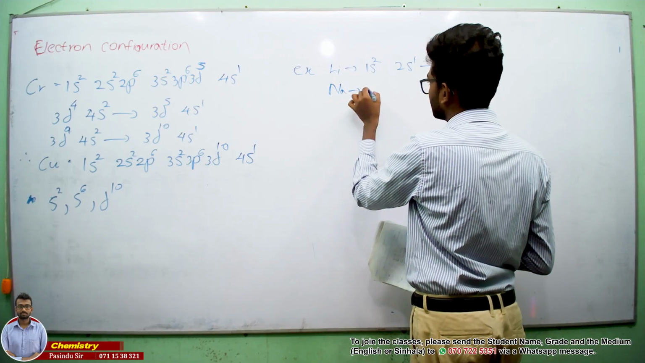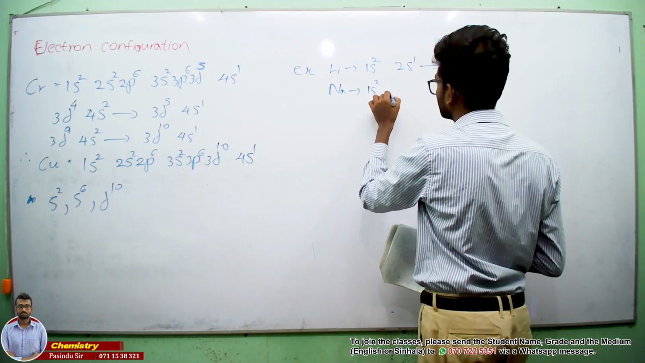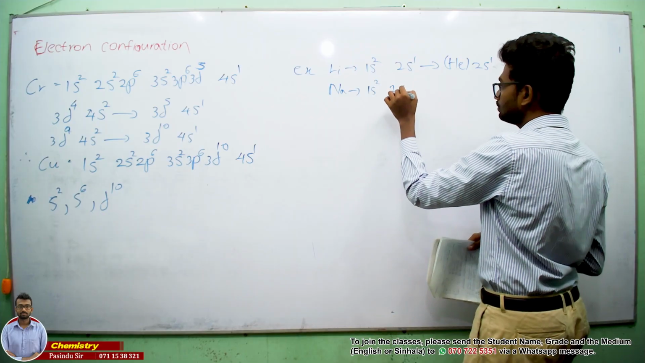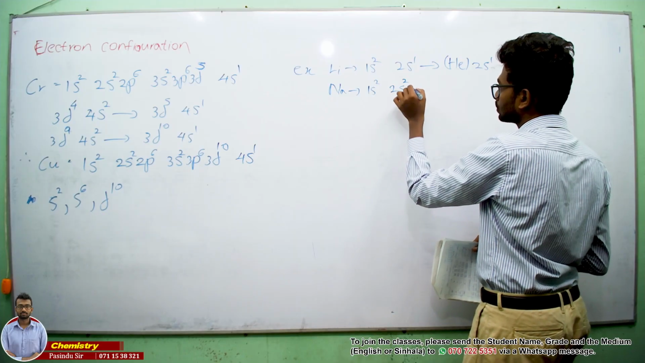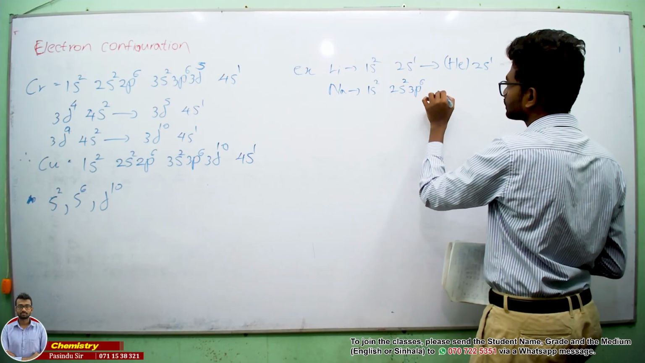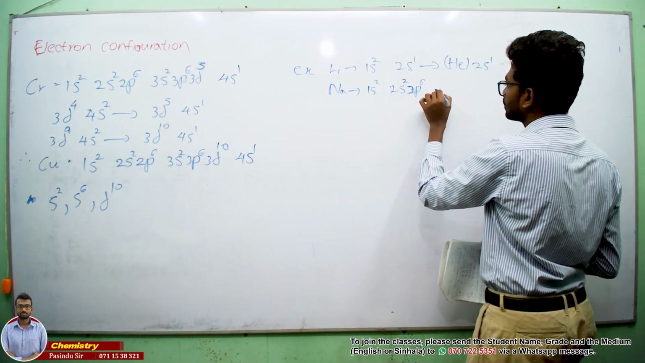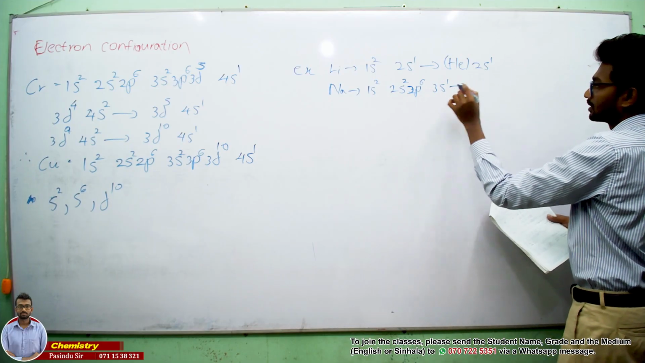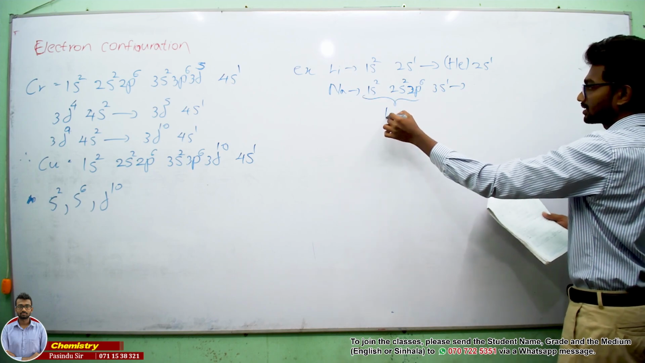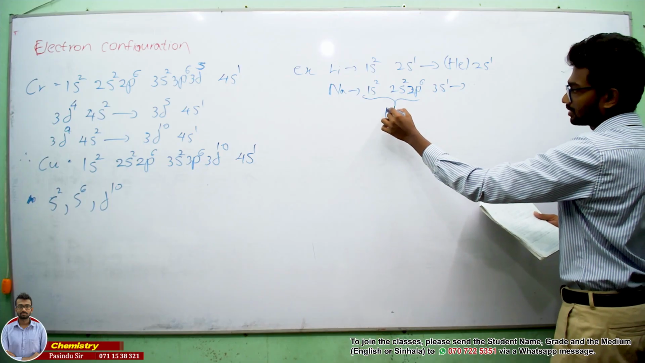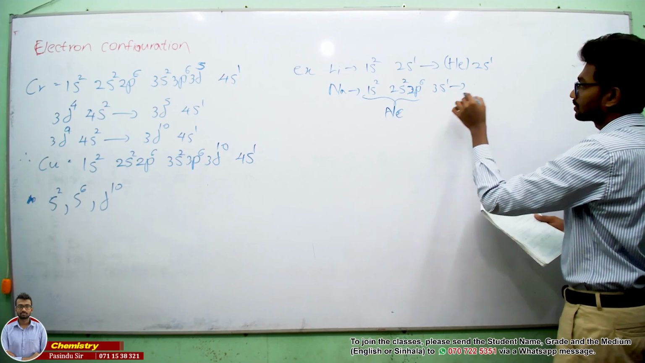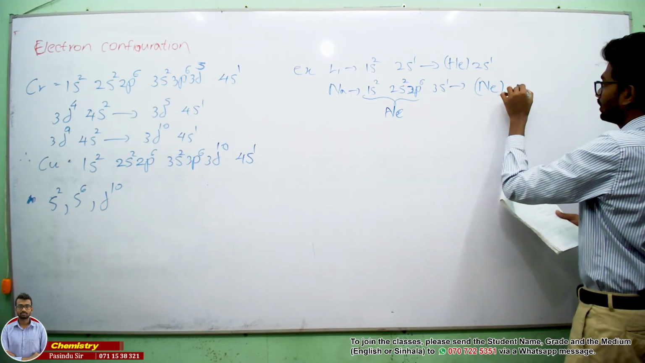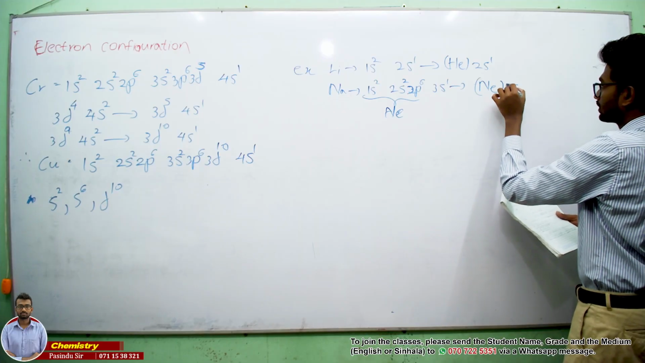Another example, let's take sodium. This is very easy. Sodium: 1s2 2s2 2p6 3s1. Then you can replace it. What is this configuration? This is, sorry, not helium, I mean neon. So then Ne 3s1.